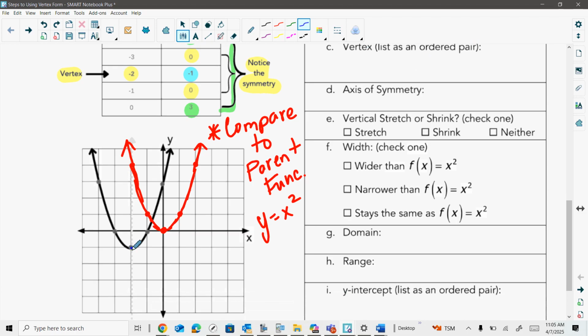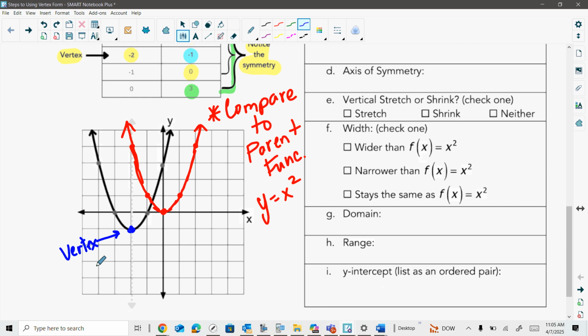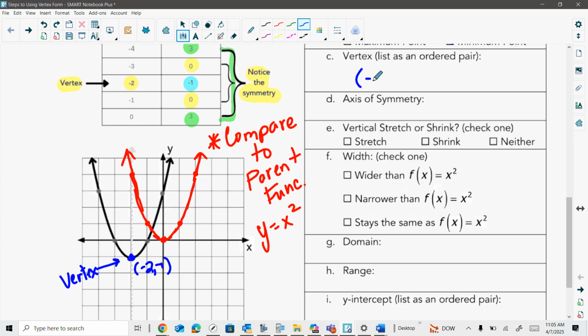So I'm going to put a point right here. I'm going to draw an arrow pointing to that point so I can label it the vertex. And that ordered pair is (-2, -1). Yes, I'm going to put that on the graph and I'm going to put it in the table.